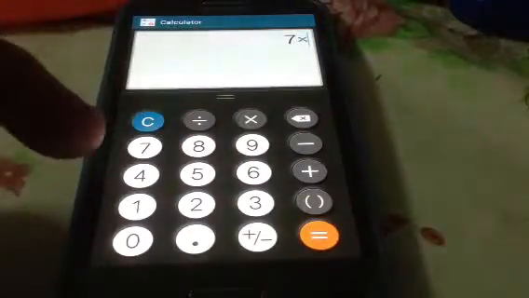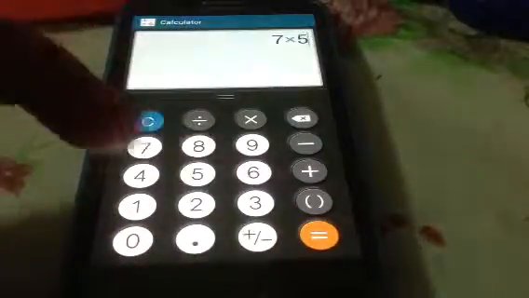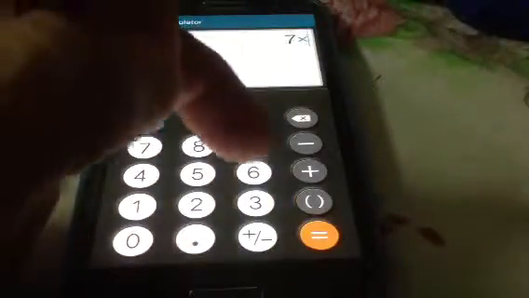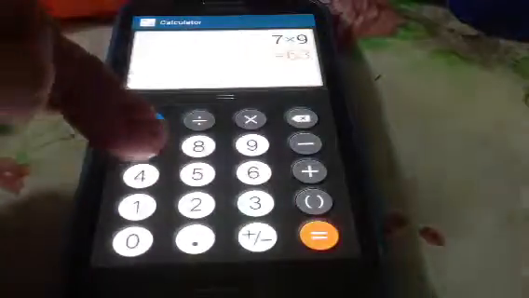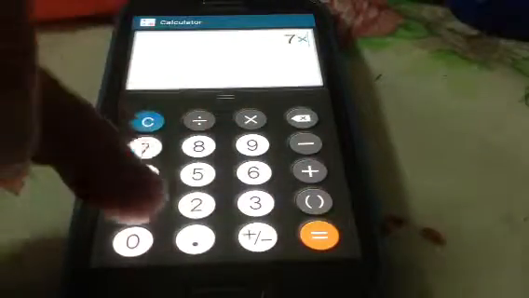7 times 3 is 21. 7 times 4 is 28. 7 times 5 is 35. 7 times 6 is 42. 7 times 7 is 49. 7 times 8 is 56. 7 times 9 is 63. 7 times 10 is 70. 7 times 11 is 77. 7 times 12 is 84.